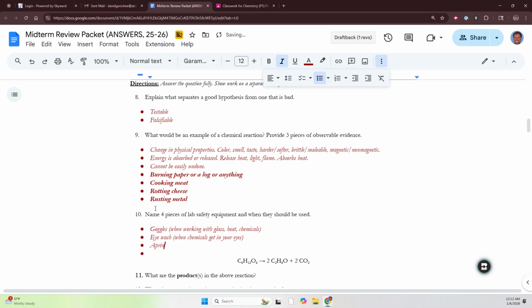Apron. Caustic. That means things that can dissolve flesh. Caustic, or dangerous chemicals. All right. Or hot water. All right, hot water. And so forth. You've done lab enough. You could name a few pieces of lab safety equipment.